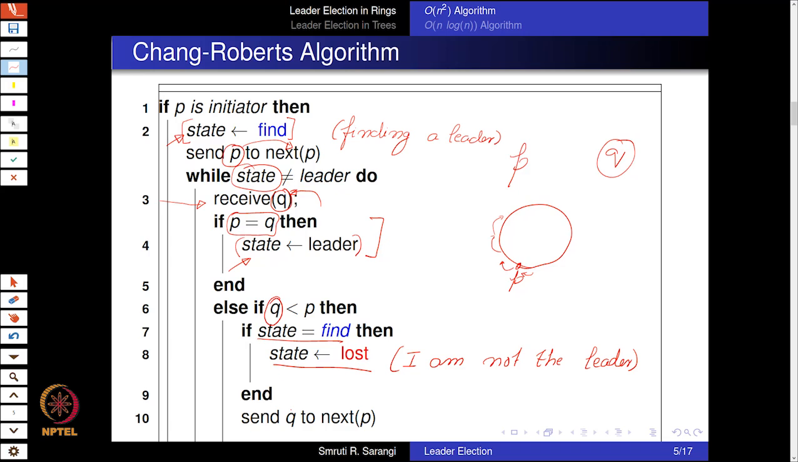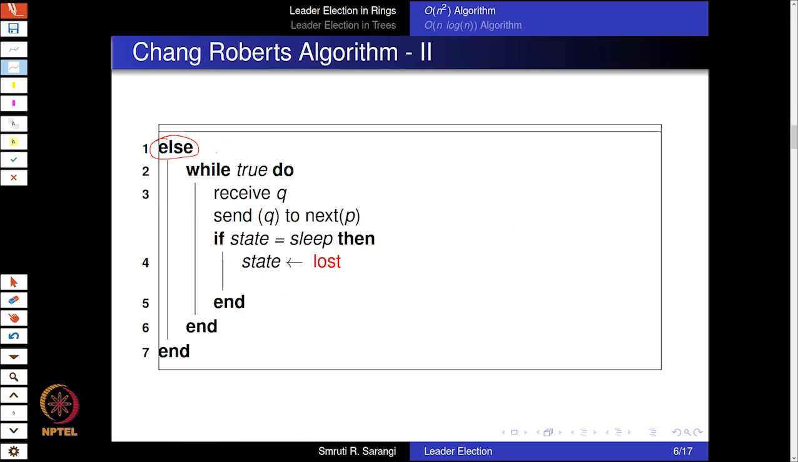Then what I do is I propagate the value Q to next P, in the sense that next P is my clockwise neighbor. So I just propagate the value Q to next P. Then this else is basically if P is equal to Q or if Q is less than P. This else is the else for if P is the initiator. Of course, there should be one end over here which I'm not showing on the slide, and another end for the while loop. So let's assume that these ends exist. If P is initiator, then you do it, but else means that P is not the initiator.